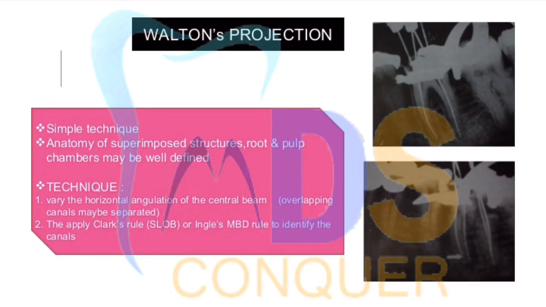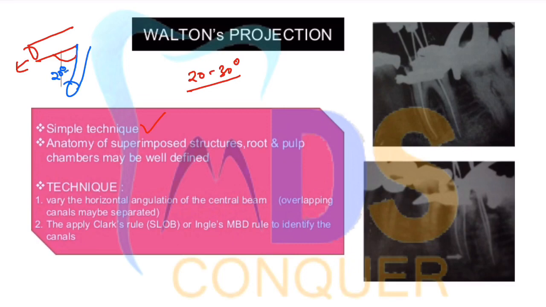And there is one more variation which is exclusively used in endo. This is a very simple technique where you are going to change the angulation of the cone by 20 to 30 degrees. In this Walton technique, you are going to expose your cone at a particular angulation. Then you change the angulation by 20 degrees, to this angulation. So by changing the angulation by 20 to 30 degrees, you are going to expose again. So you'll have two X-rays at different angulations. This technique is called the Walton technique.